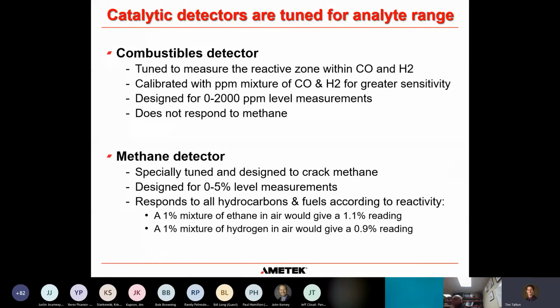And so I've had questions about, well, what about hydrogen? A 1% mixture of hydrogen in air using a methane detector would give you a 0.9% reading in air. So that would be a 0.9% methane measurement reading, hydrocarbons measurement reading. So you are able to use a methane detector, and since the other fuels are reactive according to reactivity, you'll also be able to pick up the other hydrocarbons in a fuel, or within the process, for example.